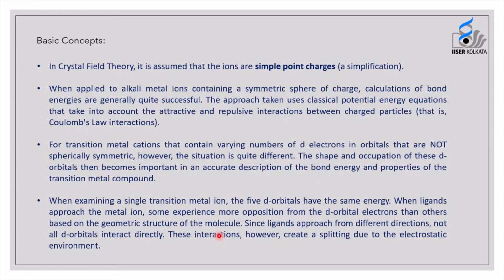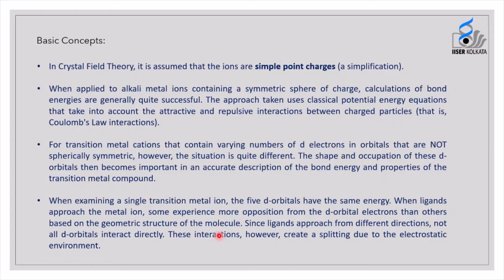So this is to say that initially we have d orbitals in the metal. Now ligands start approaching the metal. The ligand may come from any different direction, it is not that there are fixed directions. So depending on the direction of the ligand, the d orbitals interact differently with them.